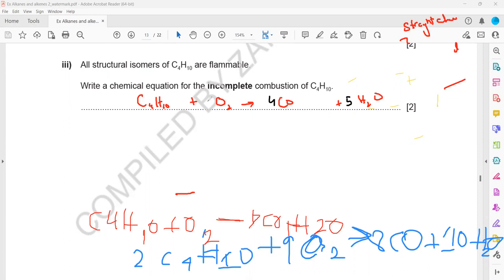Whenever we need an odd number, we can say 9 by 2, because 9 by 2 multiplied by 2 will be equal to 9. So whatever odd number we need, that is by 2. And this is fine. If you write it in the exam, this is also fine. You will score the mark. Or what else can you do? You can multiply this whole equation by 2. So when I multiply this whole equation by 2, this will become 2, this will become 9, this will become 8, and this will be 10.